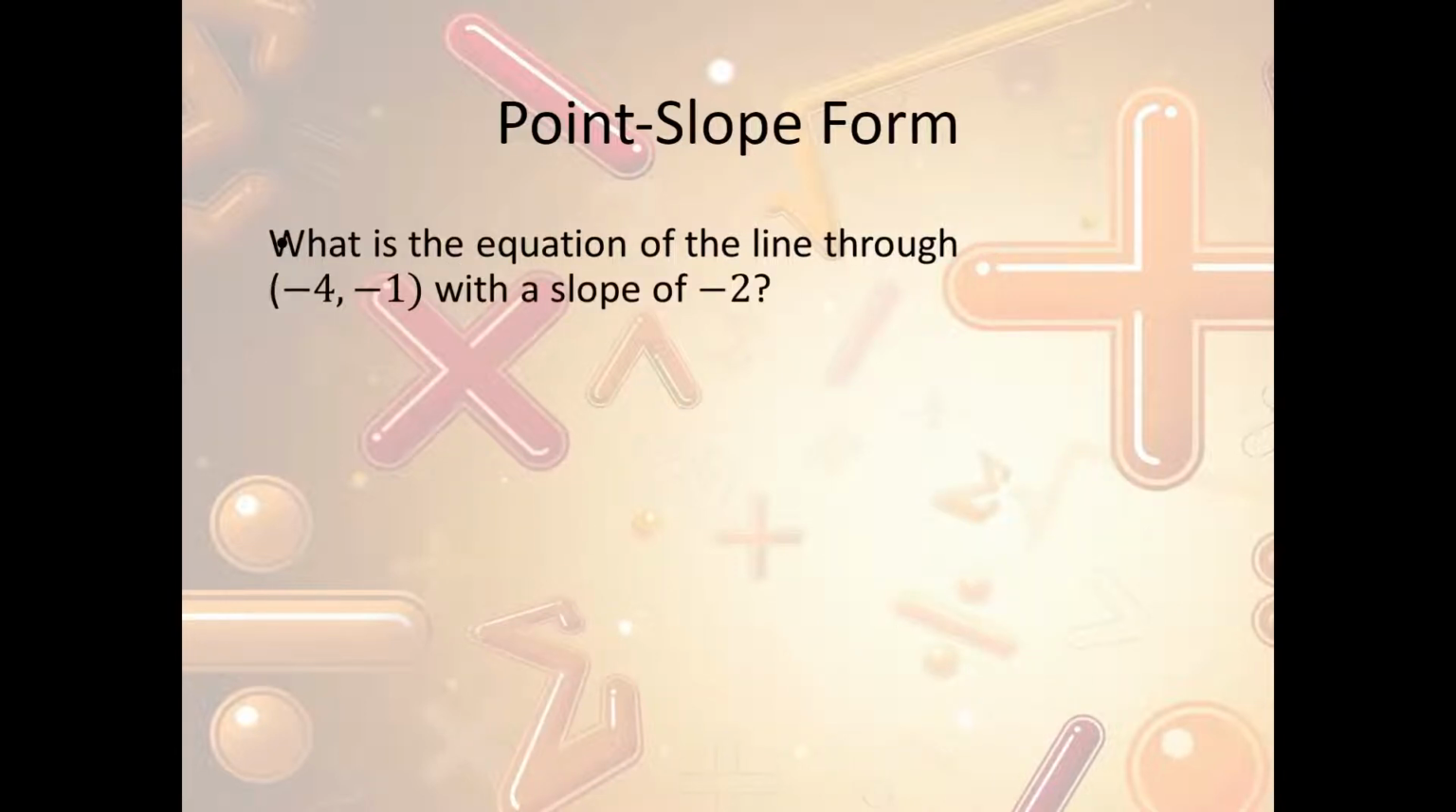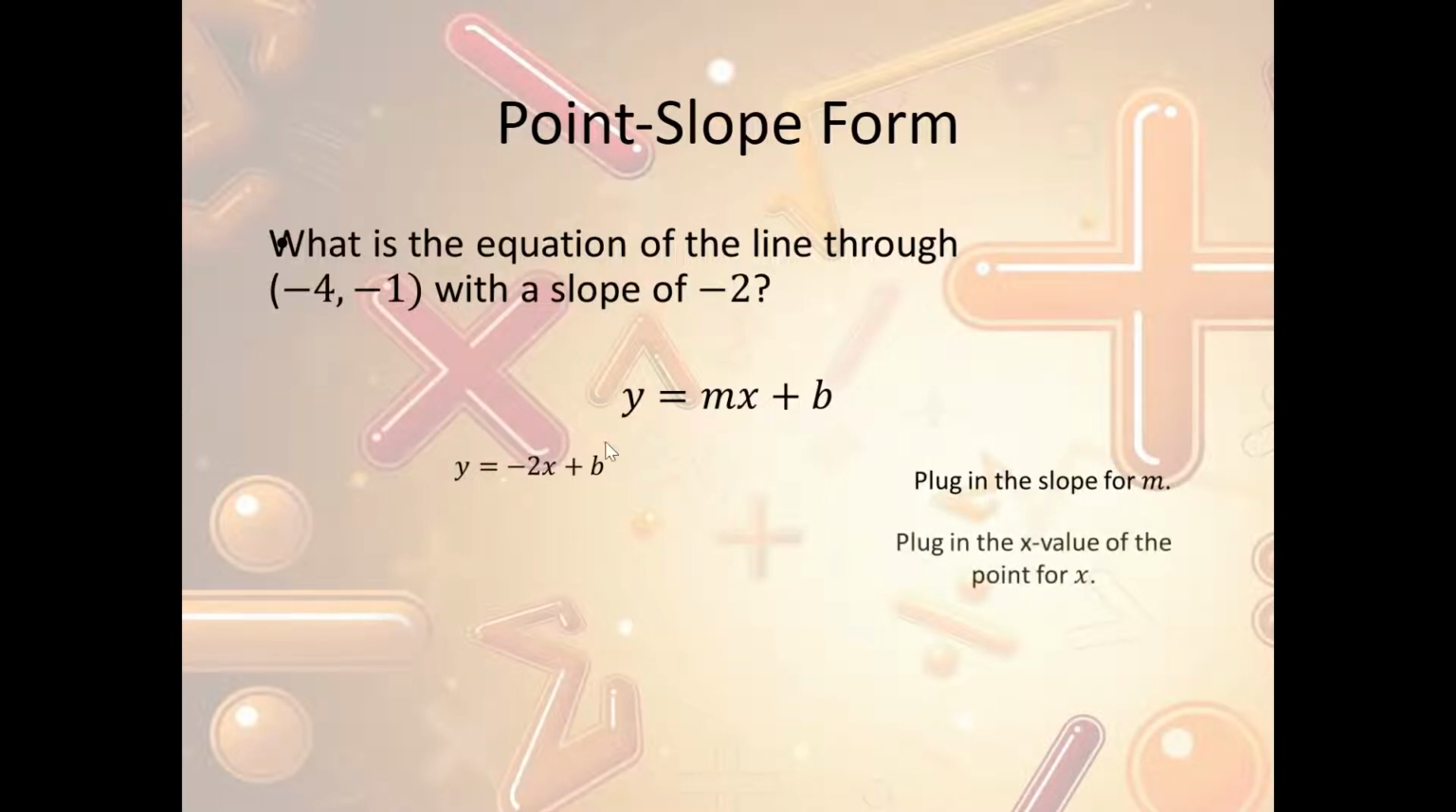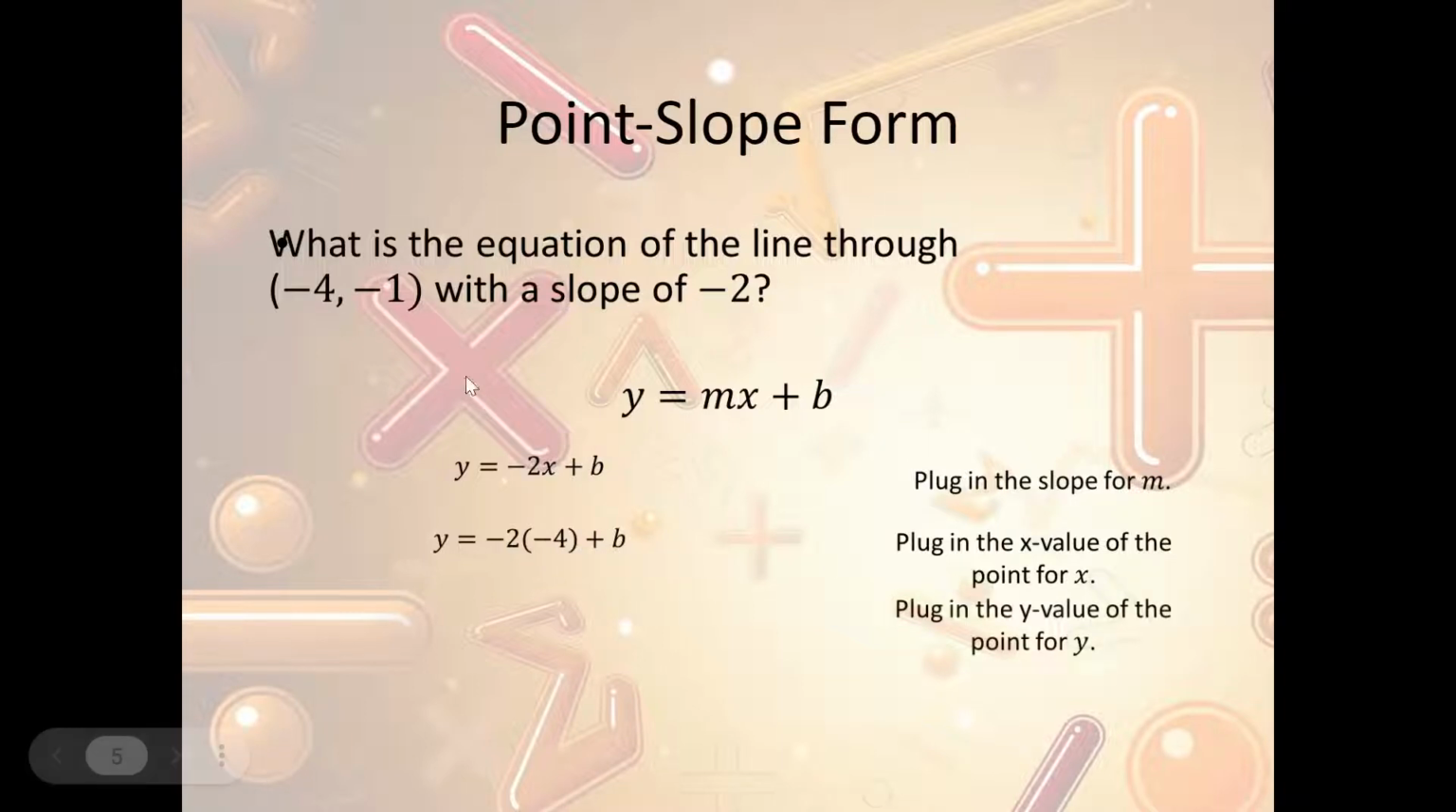Now let's look at another example. We have -4, -1 as our point, and the slope is -2. So we're going to start with y equals mx plus b, and then we're going to plug in what we know. Well, we know the slope is -2, so that goes in for m. So this becomes y equals -2x plus b. Then we're going to plug in our x value. Well, our x value is -4, so we're going to plug that in for x. So this becomes y equals -2 times -4 plus b. Then we plug in our y value. Our y value is -1, and that goes in for y. So this is -1 equals -2 times -4 plus b.